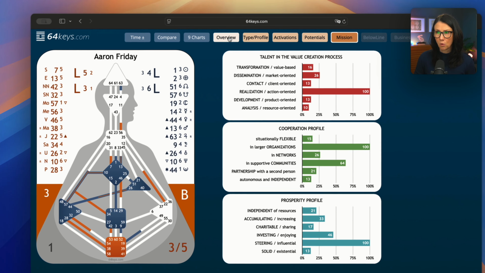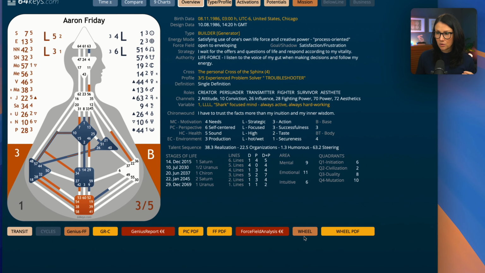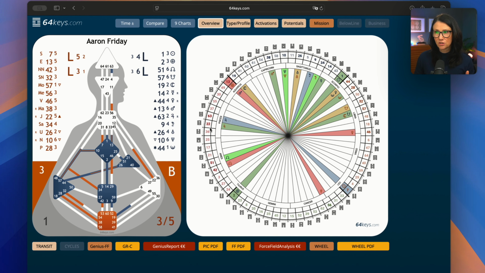I'm changing to the overview page, and here I'm going to the wheel. Here you can see the activations of Aaron in the mandala, in the human design wheel. And here you can see the sun. Here his personality sun is in the first hexagram. And this is also in the fourth quadrant here of the wheel. The cross of the Sphinx can either have the sun in the first hexagram or here in the 13th hexagram or in the second hexagram or in the 7th. And Aaron's variant is the cross of the Sphinx with the sun in the first hexagram.